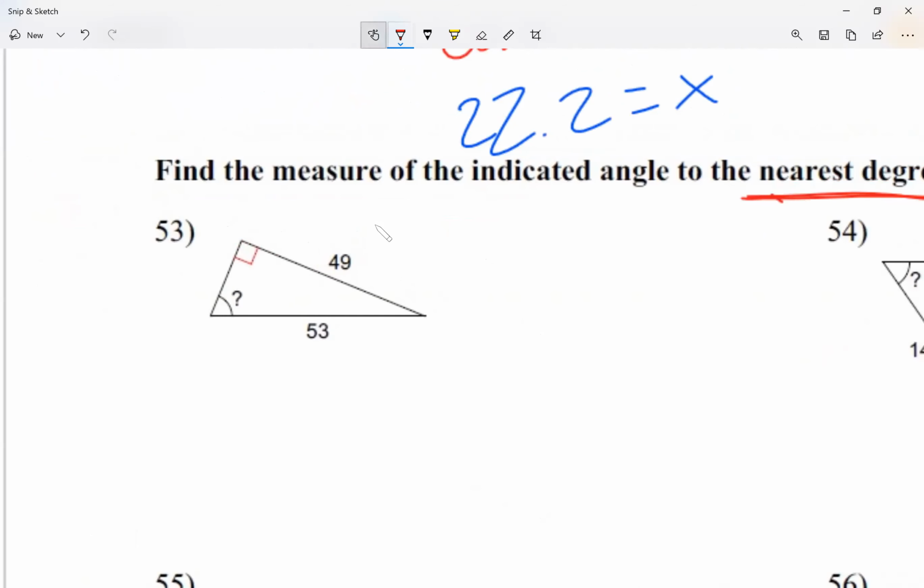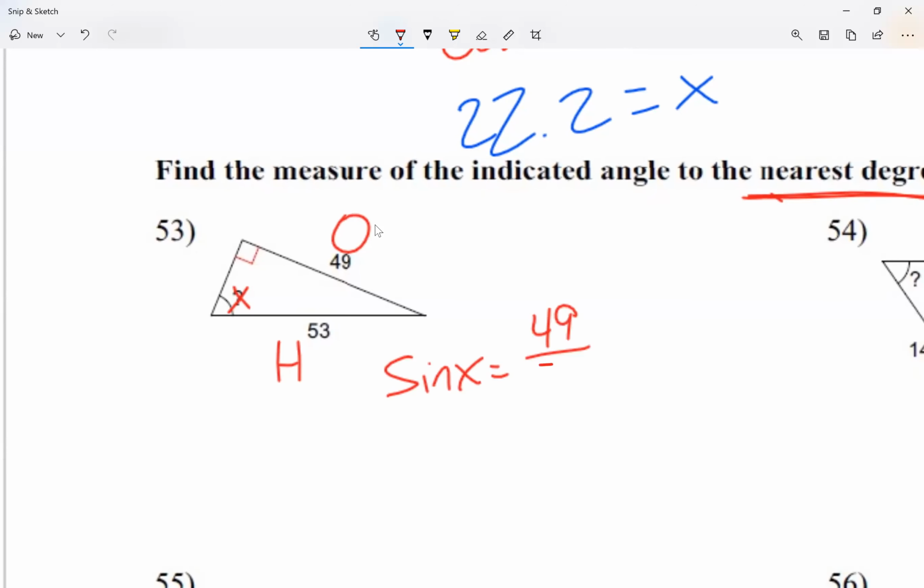All right, so let's take a look. Let me label the sides that I have. I have the hypotenuse. Based on the angle, I have the opposite. And like I mentioned before, when I don't know the value of something, in this case a question mark, I always call it x. So I have the opposite and the hypotenuse, so I'm going to use sine. I'm going to say sine of x is equal to 49 over 53. I can find out what 49 divided by 53 is, right? It's going to be a long decimal, but I'm not going to worry about it yet.